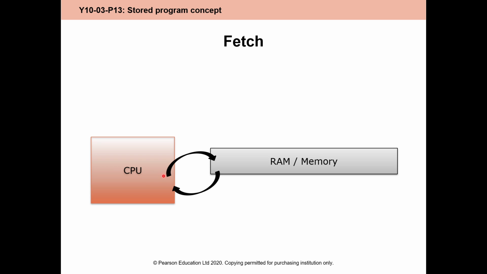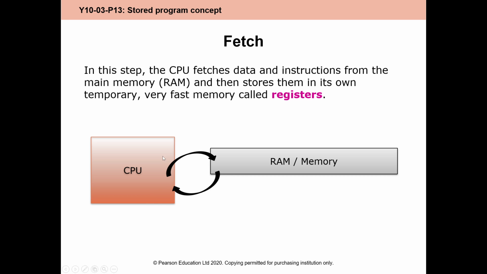But it's fast enough so that the CPU can fetch an instruction from RAM, put it inside the CPU, decode it inside the CPU, and execute it. And then it fetches the next instruction from RAM into the CPU, understands it, decodes it, and executes it, runs it. And it just goes round and round again. So fetch means get an instruction.